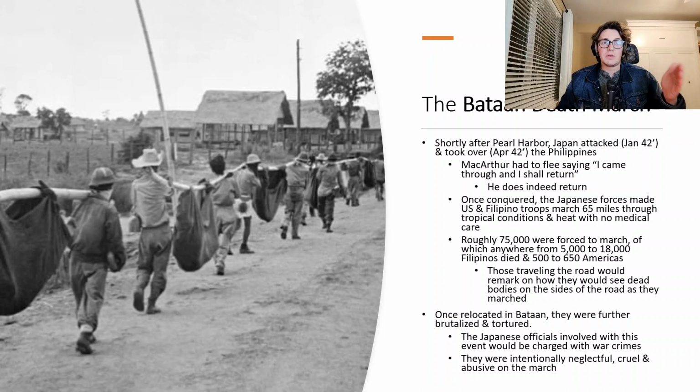Once located in Bataan, they were further brutalized and tortured. Again, everybody likes to remember how bad the Germans were in World War II, but the Japanese were nearly just as bad. Japanese officials involved with this event are eventually going to be charged with criminal war crimes. They were intentionally neglectful, cruel, and abusive on the march, not just to the Americans, but also to the Filipino people.